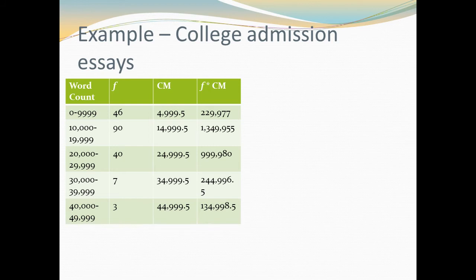What you need to do is the third column, which is the class midpoint. The class midpoints obviously are halfway in between each of the classes. Then we're going to multiply columns 2 and 3 together, that's the frequency column and the class midpoint column. That's how I got the fourth column.